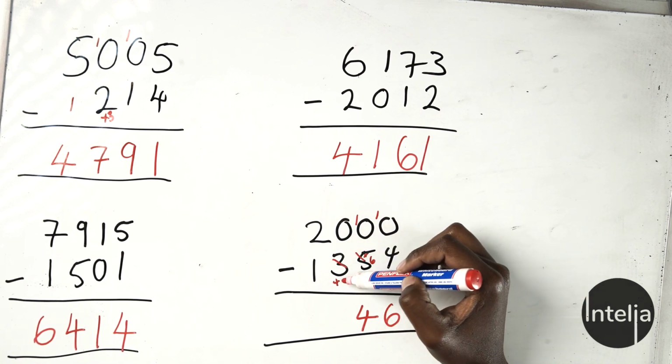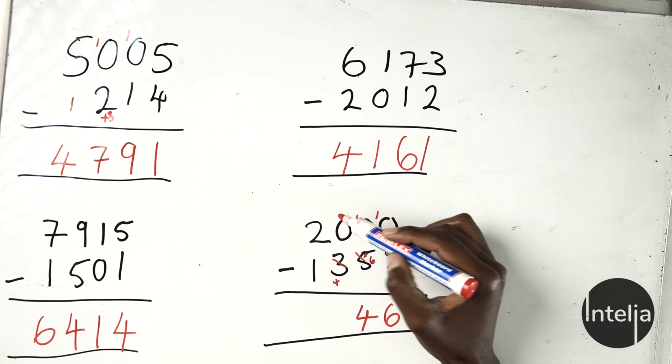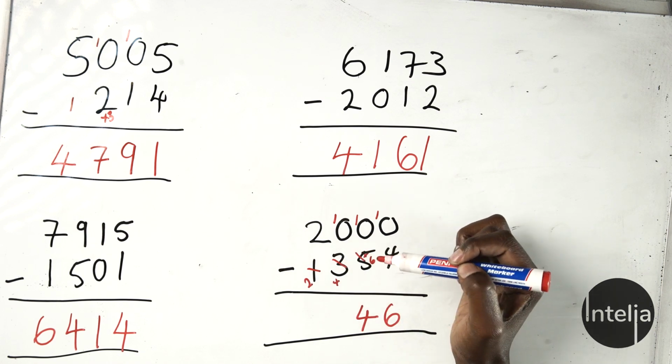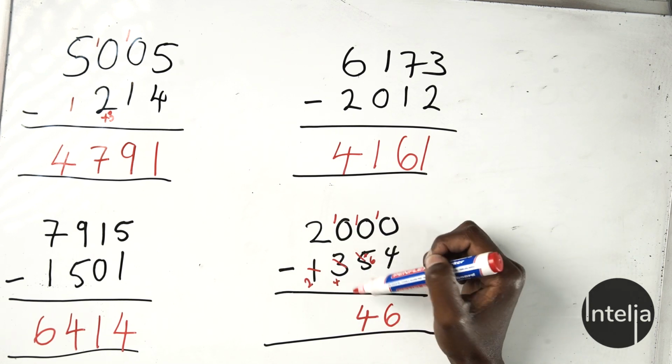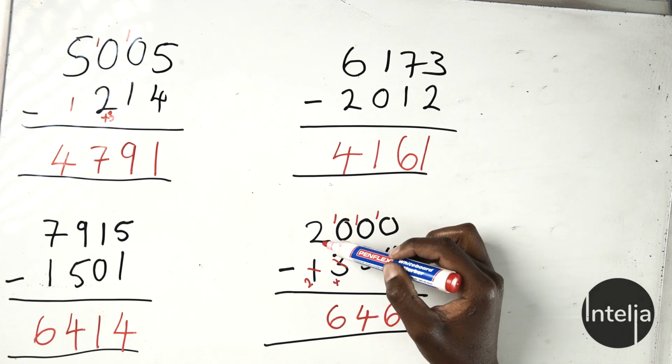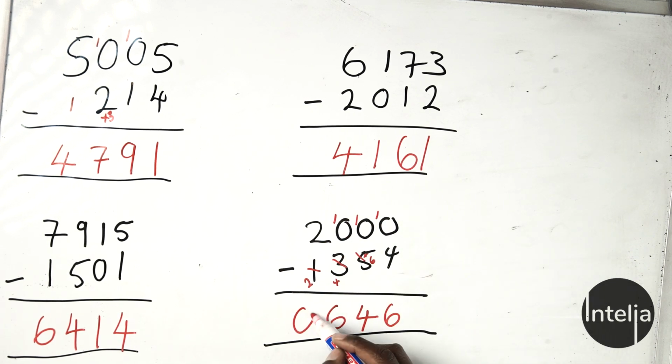0 minus 4, we cannot subtract a 0 from 4. So we add 1 here, and then we add another 1 here, and then it becomes a 2. And then we say 10 minus 4, that's 6. 2 minus 2, that's 0. You can either write a 0 or just leave it like that. So this is how you do your subtraction of numbers by fours.